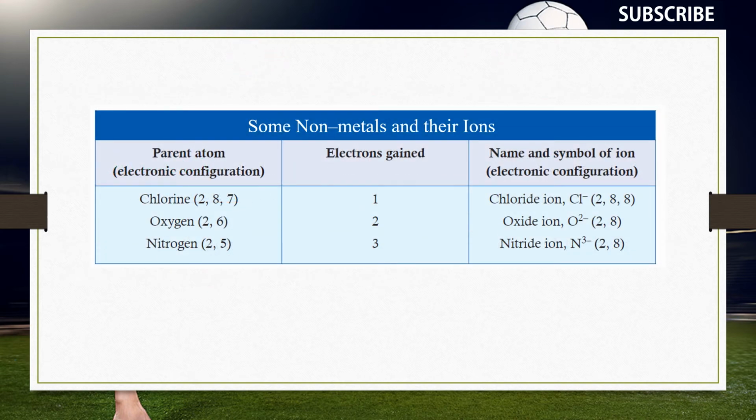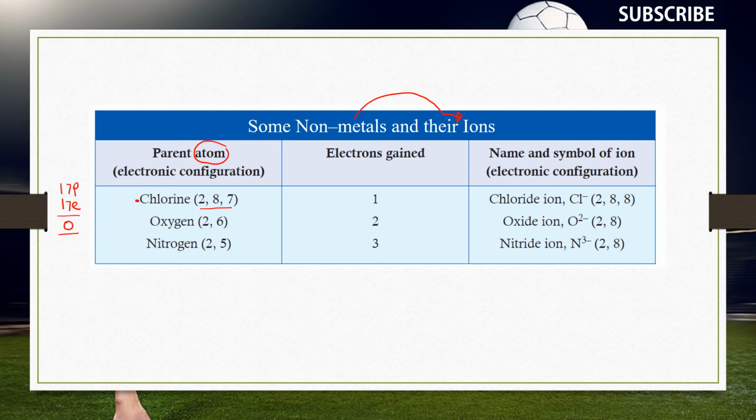So how do nonmetals become ions? Let's take an example of chlorine. The electronic configuration of chlorine is 2-8-7, meaning that the total number of electrons it has is 17 electrons. And because we are looking at the atom side, that means we should also have 17 protons so that the atom is neutral.